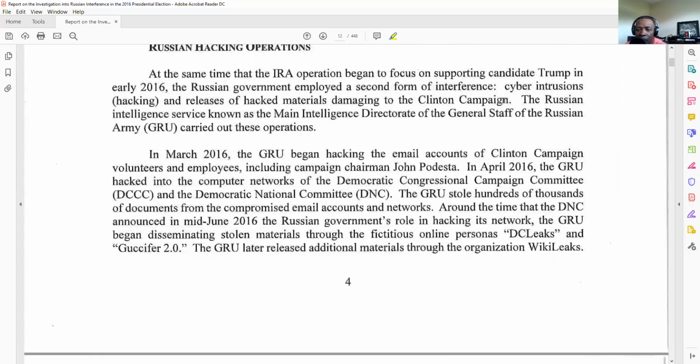I'm going to repeat that again. I'm going to highlight it. We don't know what that means, but the Russian intelligence service, known as the Main Intelligence Directorate of the General Staff of the Russian Army, GRU, carried out these operations.